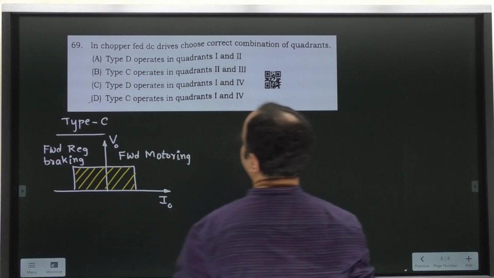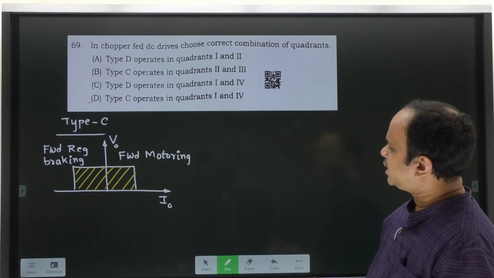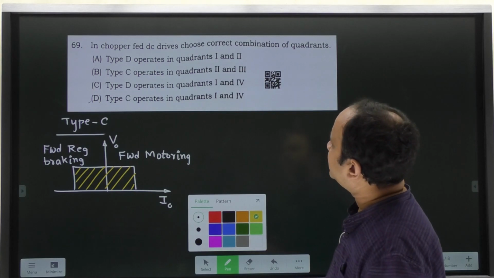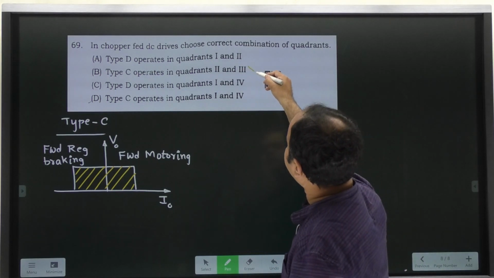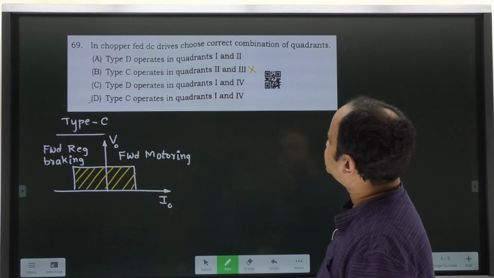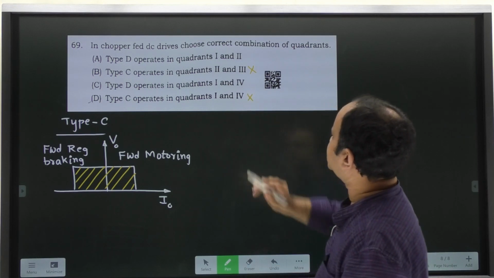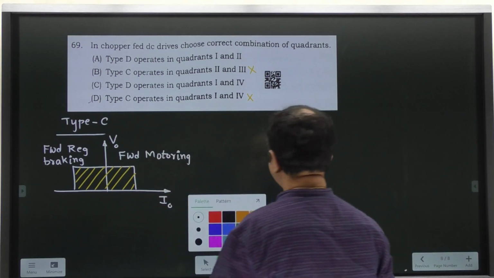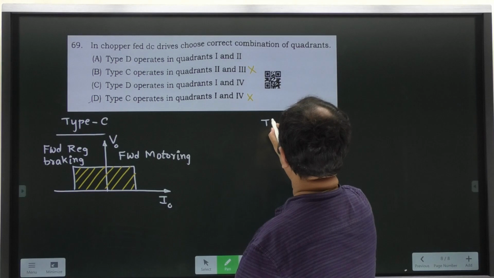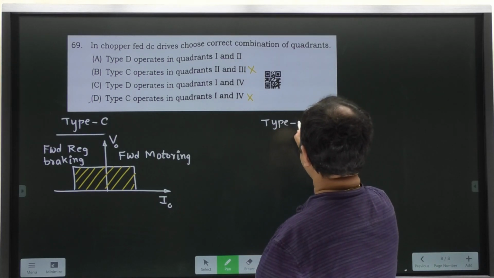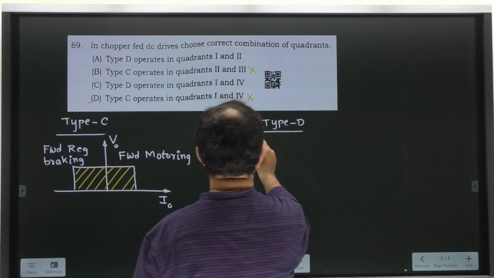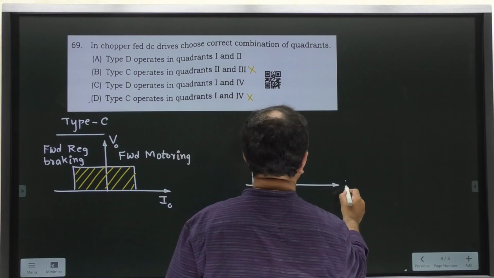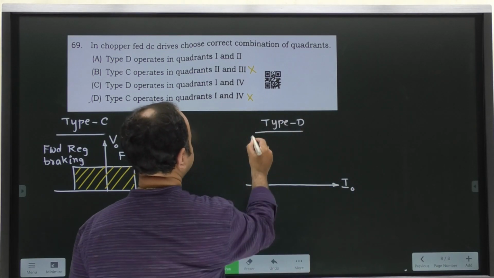So type C chopper operates in quadrant 1 and 2. Okay, therefore I can say here type C operates in quadrant 2 and 3, this is wrong. Type C operates in quadrant 1 and 4, this is also wrong. Now if you look into type D circuit, it will give you first and fourth quadrants of operations.